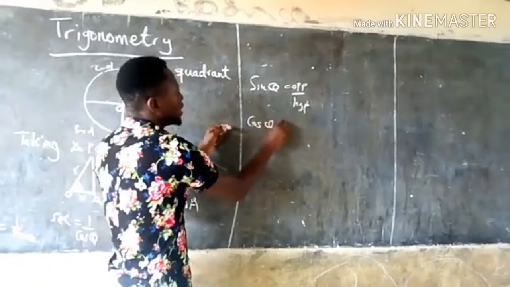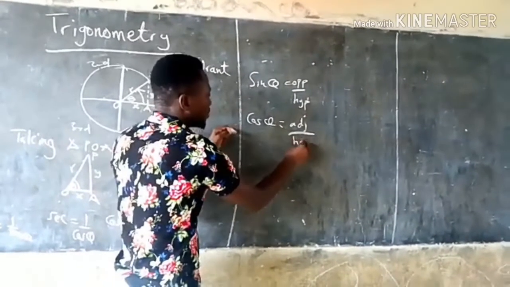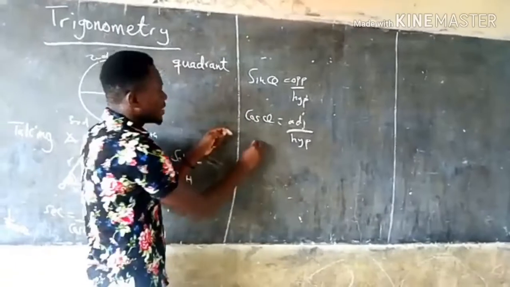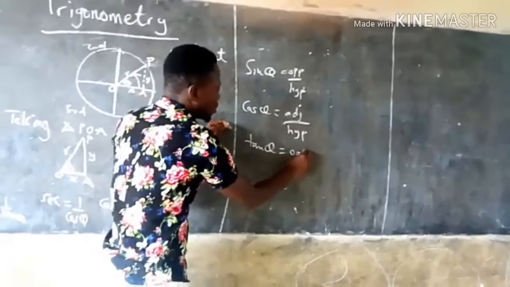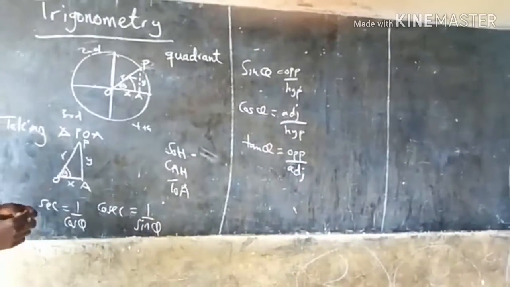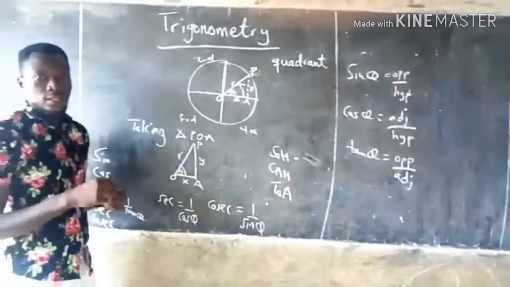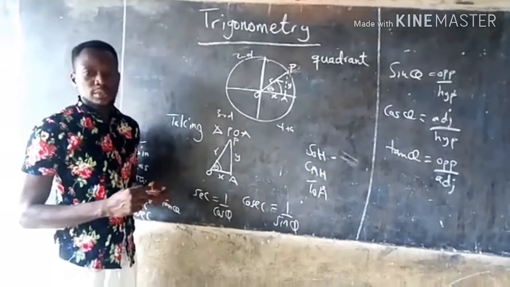Cos of any given angle is adjacent over hypotenuse. And tan of any given angle is opposite over adjacent. Now let's look at the diagram once again. How can we identify hypotenuse, adjacent and opposite?